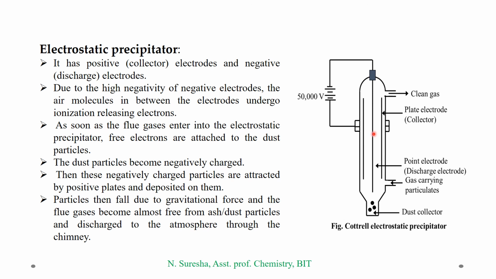At this stage, when the flue gas containing the particulates is blown inside, the particulates will collide with the electrons and become negatively charged. When they become negatively charged, they will be attracted by these positive electrodes and collect on these collectors, and later due to gravitational force they move downwards and collect at the bottom. The clean air, after removing the particulates, can be released into the atmosphere. Like this, we can reduce the release of particulates into the atmosphere by using any one of these techniques.